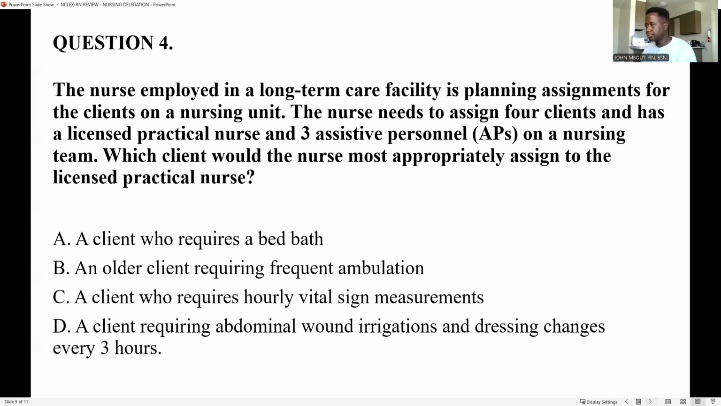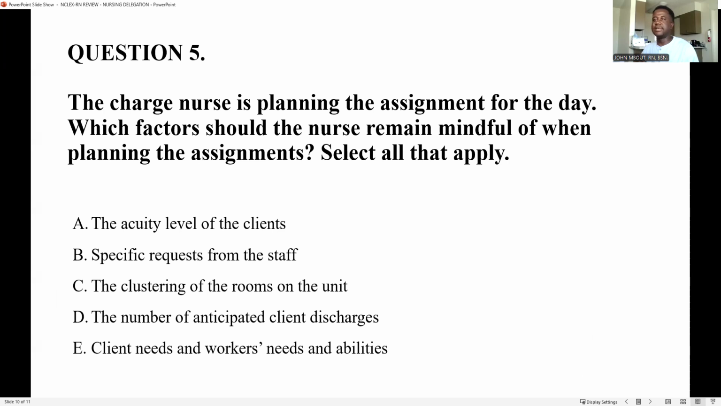5. The charge nurse is planning the assignment for the day. Which factors should the nurse remain mindful of when planning the assignment? Select all that apply. What did we say? Guidelines when delegating tasks. Can you remember? A says the acuity level of the clients. B, specific requests from the staff. C, the clustering of the rooms on the unit. D, the number of anticipated client discharges. E, client needs and workers' needs and abilities. Which is the right answer?